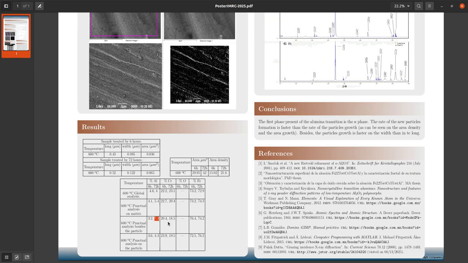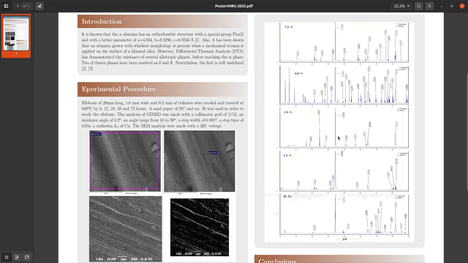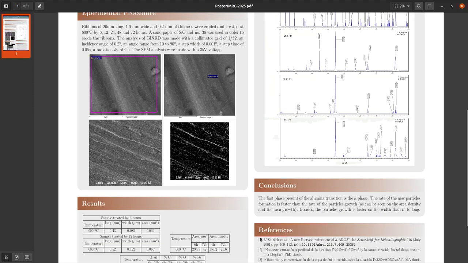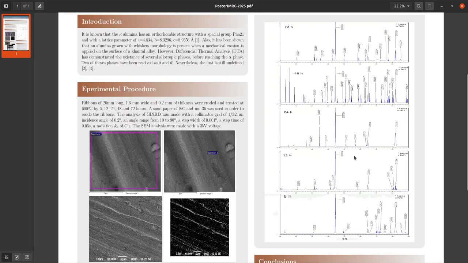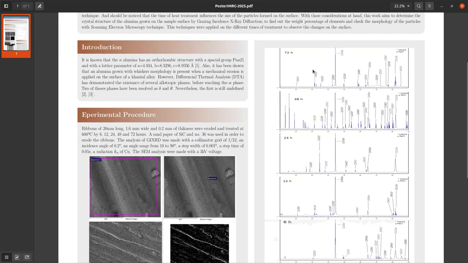With the grazing incidence X-ray diffraction patterns, the presence of the kappa alumina is observed here in each pattern. These patterns were compared with the stroke model, and the presence of several peaks, especially at 72 and 48 hours, is observed in the pattern.